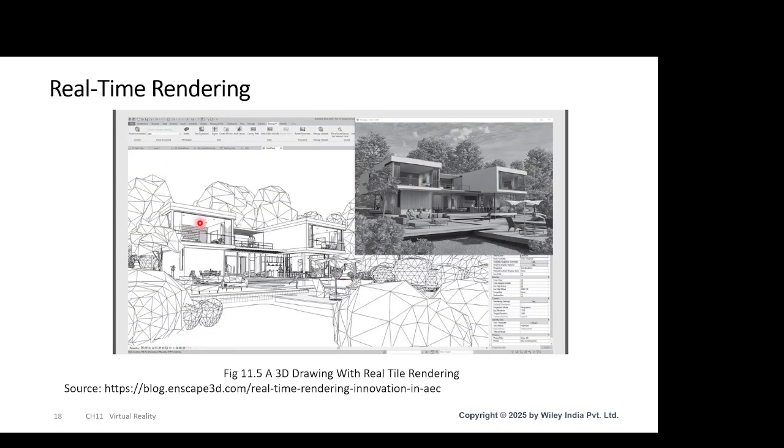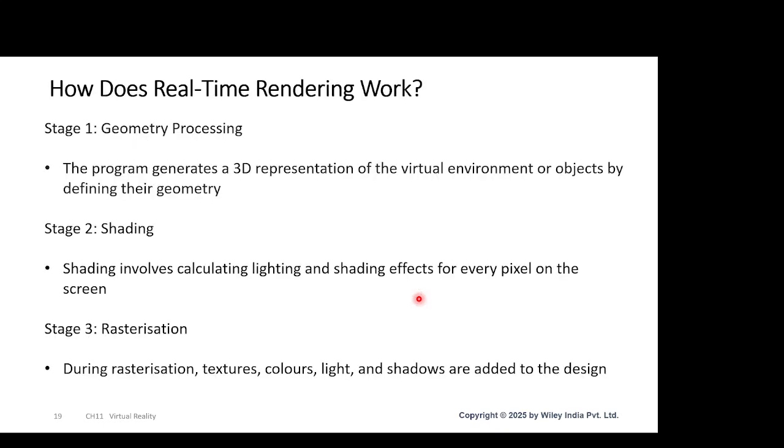So here you see what real-time rendering is. So here is a picture. We create images, and then let's see how it works. It's basically a three-step process. The first step is geometry processing. In this, the program generates a 3D representation of the virtual environments or objects by defining the geometry.